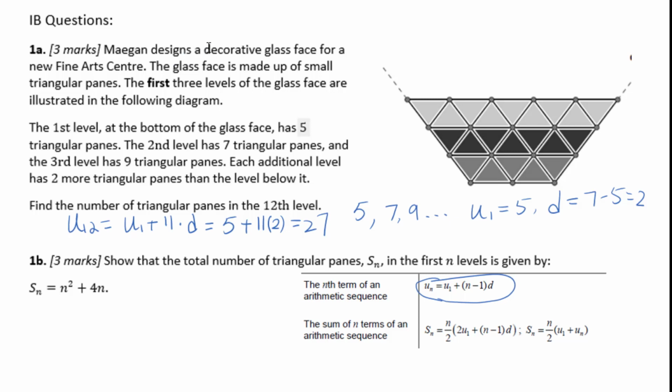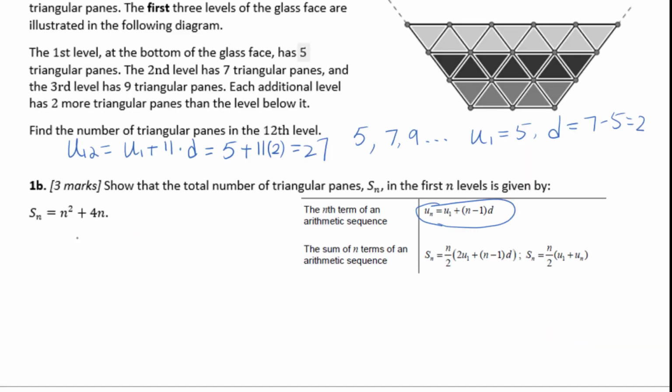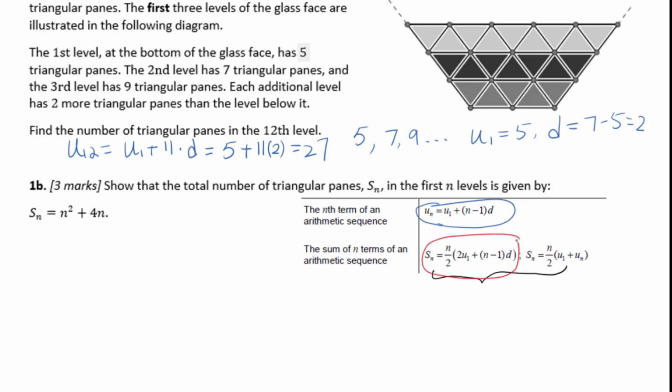Show that the total number of triangular panes S sub n in the first n levels is given by S sub n equals n squared plus 4n. Since this is an arithmetic series, we are given these two formulas. Let's use the first formula because we already know d equals 2, u sub 1 equals 5.